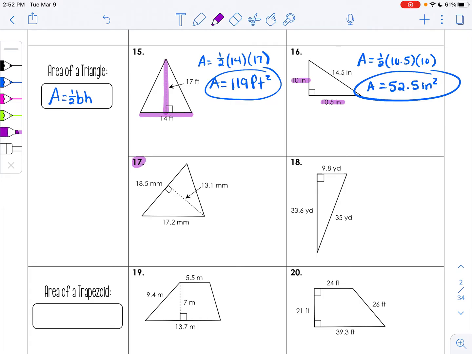Go ahead and highlight number 17 and 18. And be careful that you're using your base and your height. Well, you'll have extra numbers on both of those, but you want to use your base and your height when finding the area of the triangle.